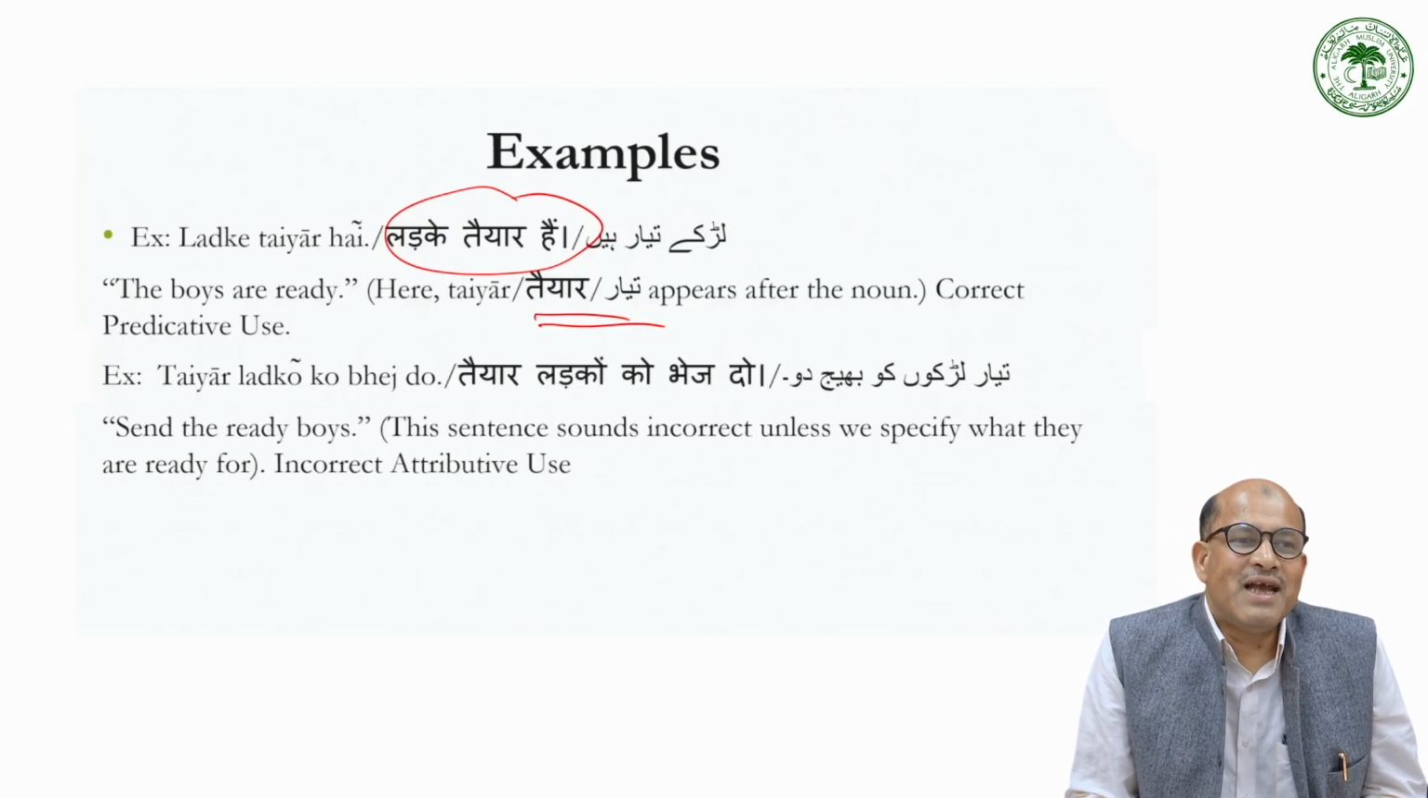So when we say लड़के तैयार हैं, it is fine because it is correct and used to specify what they are ready for. So there is a context, but in the use तैयार लड़कों को भेज दो, it does not make much sense, and this is called incorrect attributive use of the तैयार.